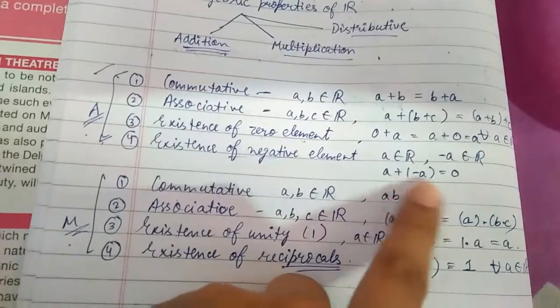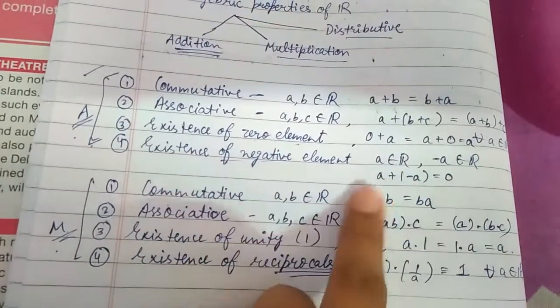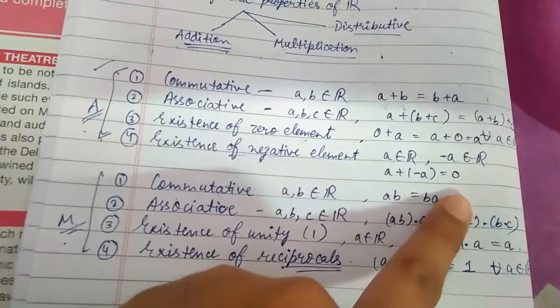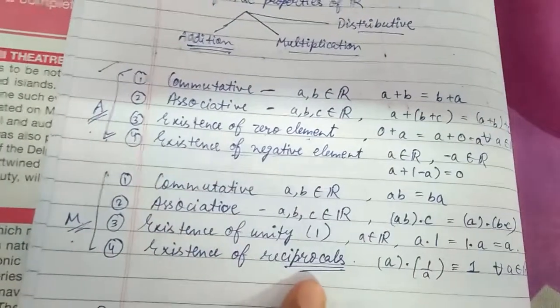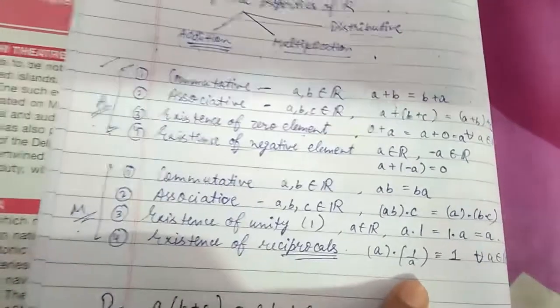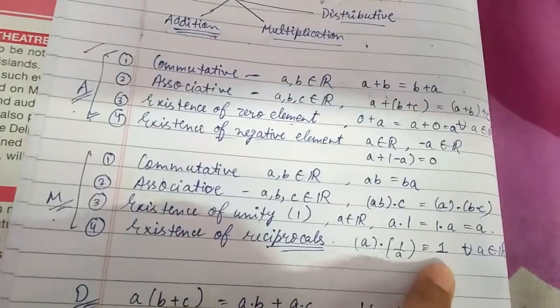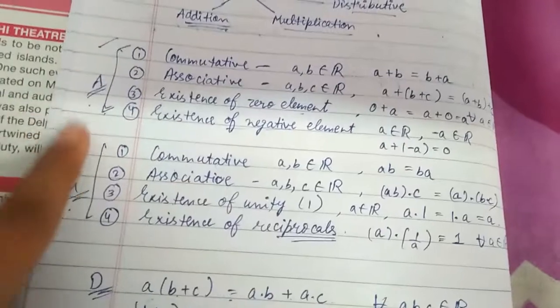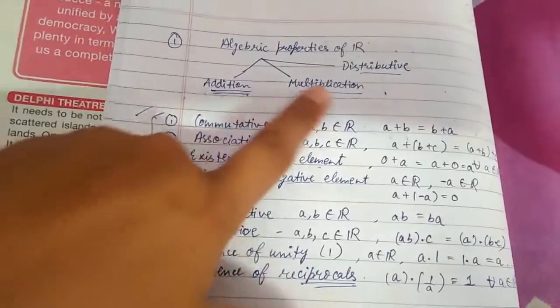Here, if a and minus a belong to the real number line, then a plus minus a is equal to 0. And the existence of the reciprocal states that if we multiply a number with its reciprocal, then the answer we get will be the unity. So these were our two properties, addition and multiplication.